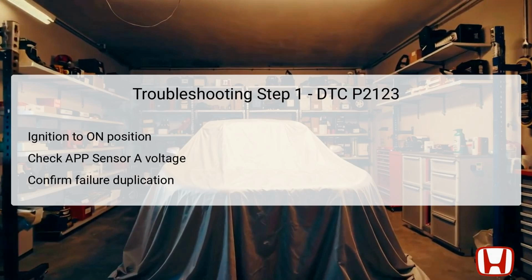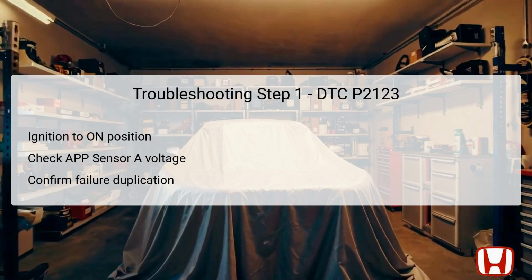The first step in troubleshooting DTC P2123 involves verifying the presence of the issue. To do this, turn the ignition switch to the on 2 position without starting the engine. With the Honda Diagnostic System, HDS, in use, check the voltage reading on the APP sensor A located within the data list. The expected reading is around 4.9 volts or higher.